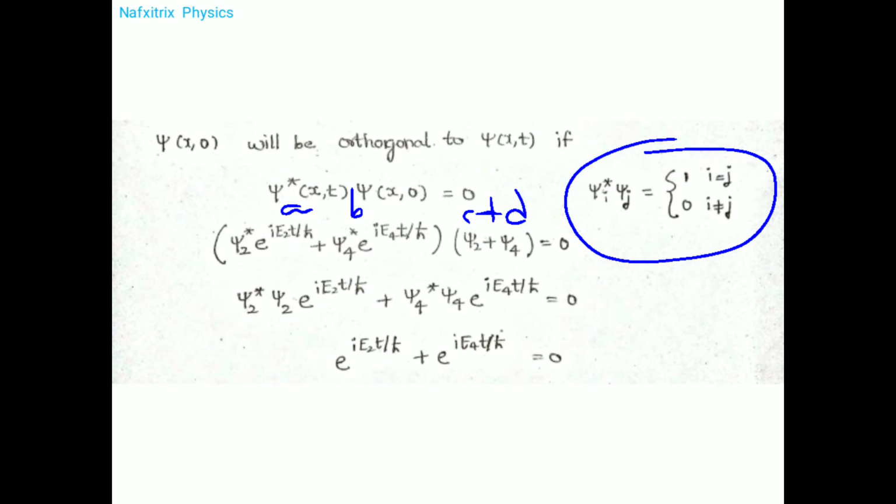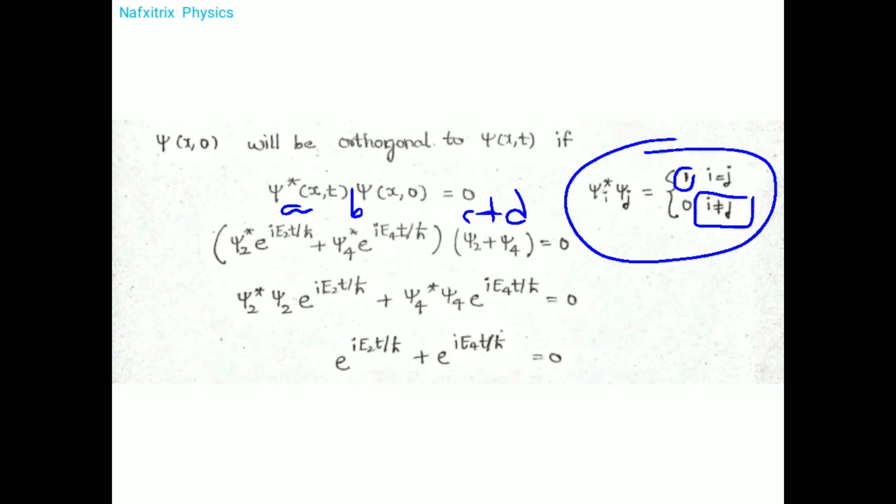This would be equal to 1 only when i equals j. That is ξ1*ξ1, ξ2*ξ2, ξ3*ξ3, ξ4*ξ4, all of them would be equal to 1. But if we consider ξ1*ξ2, ξ2*ξ3, ξ3*ξ4, that would be 0. That is the case when i is not equal to j. So that one we need to see here.